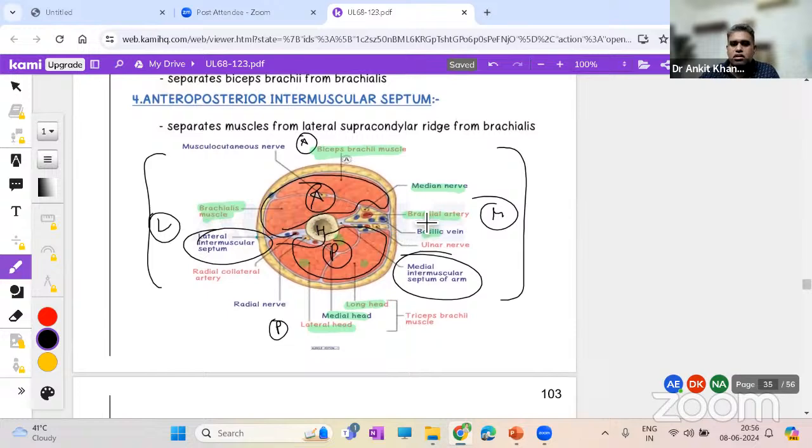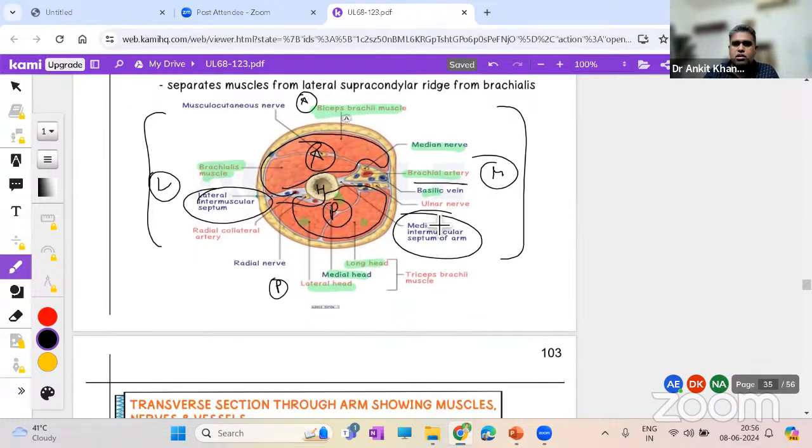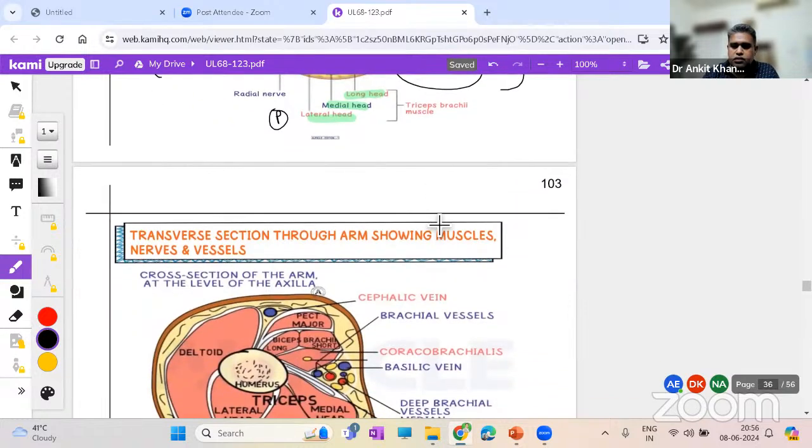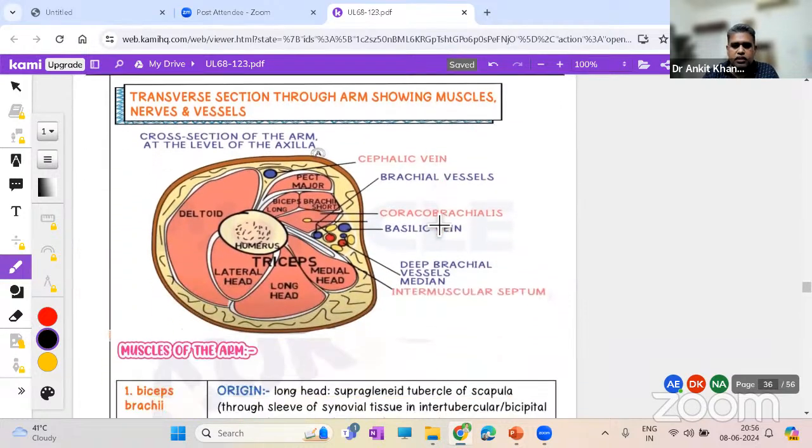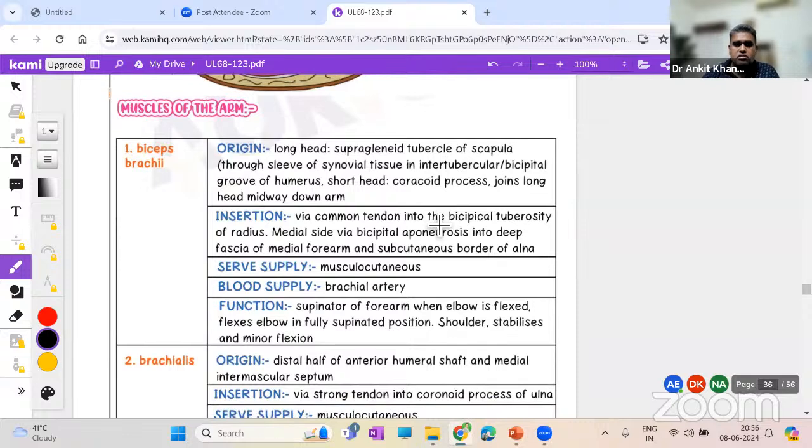And medially, you are seeing the brachial artery and all that you'll see in the cubital fossa as well. That is where you take the blood pressure, right? There's again a diagram of it. Muscles of the arm, again, go through that.